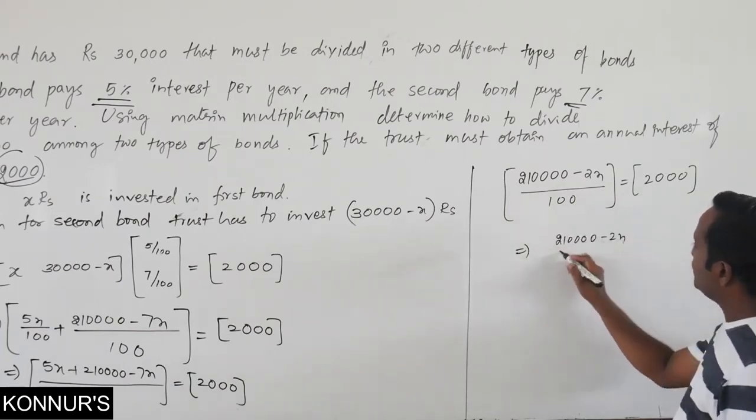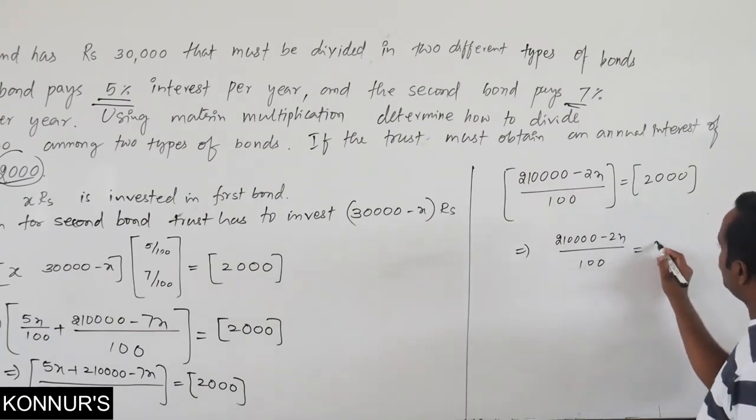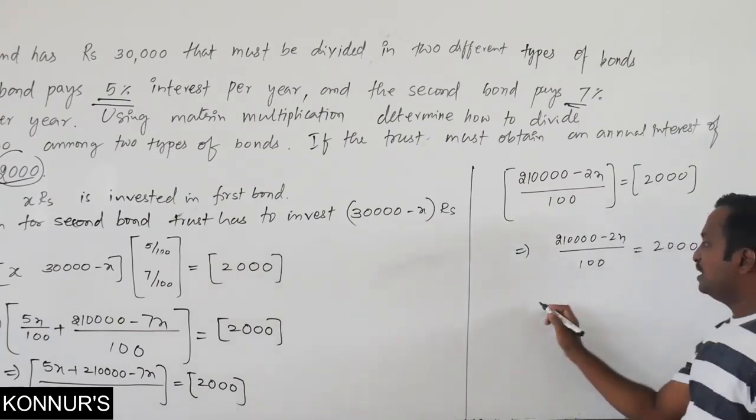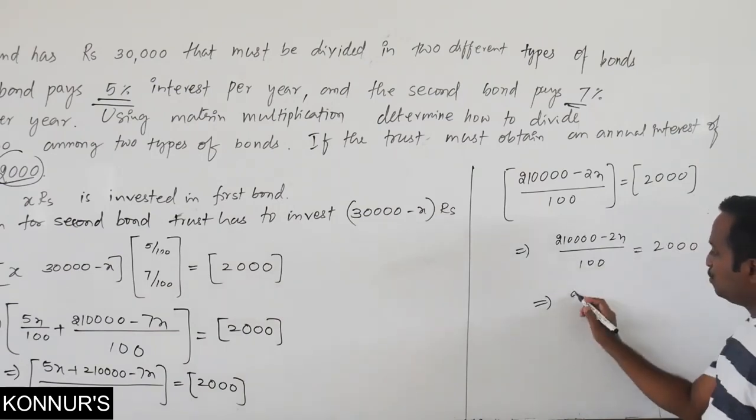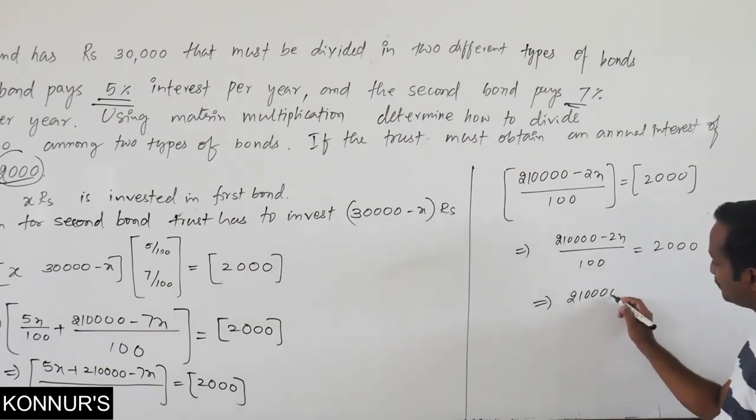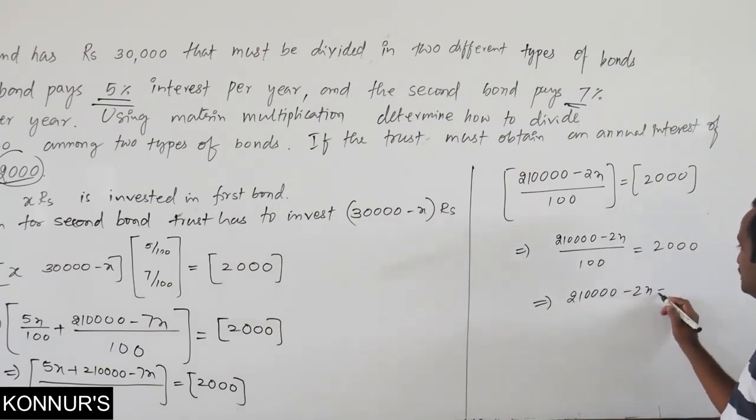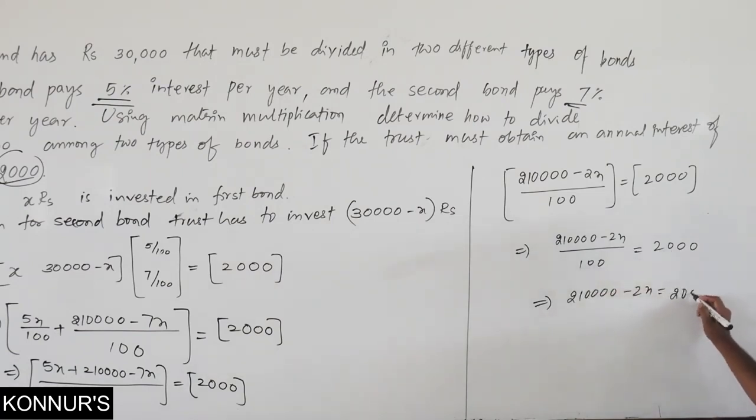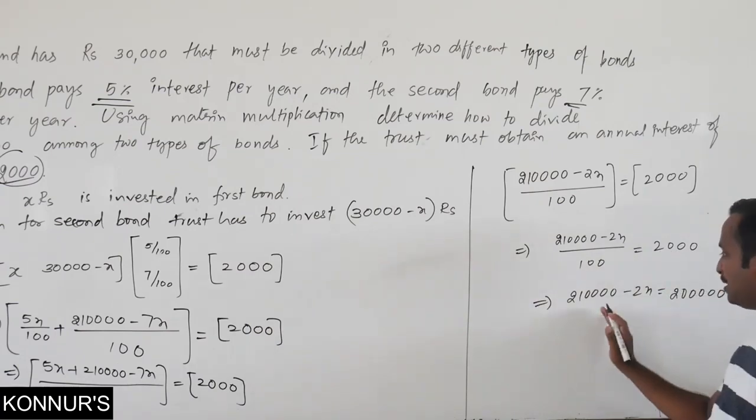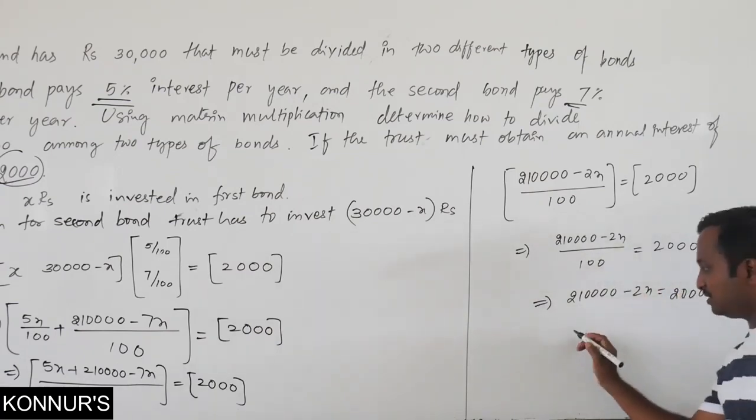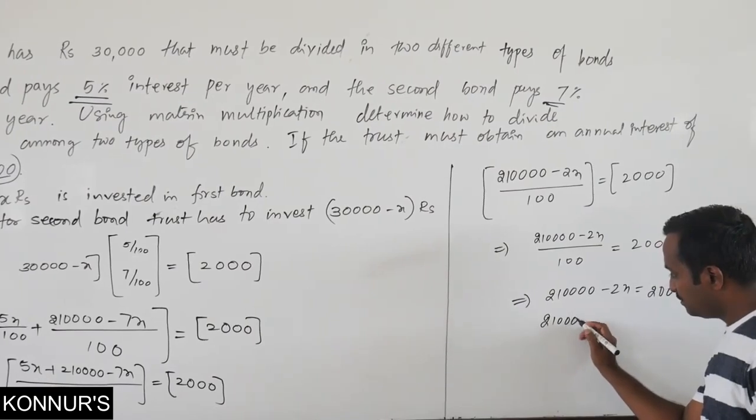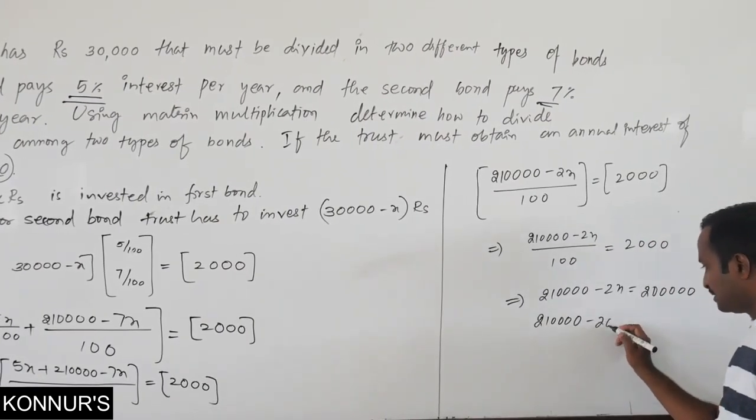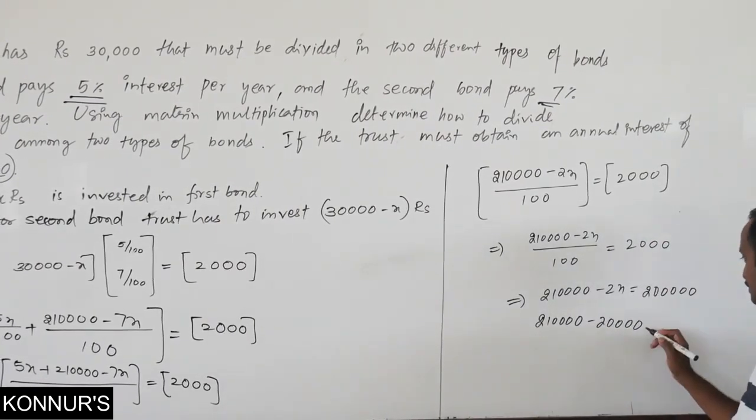minus 2x divided by 100 is equal to 2000. Elements are equal. Next, cross multiply. 2,10,000 minus 2x is equal to, cross multiplying, 2 lakh. Now what happened? Send this to here, this to here. 2,10,000 minus 2 lakhs is equal to 2x.